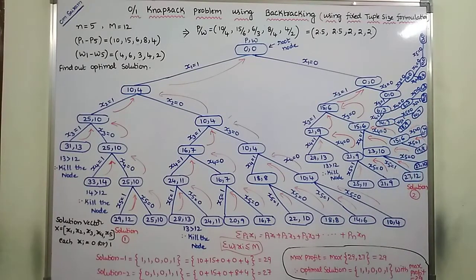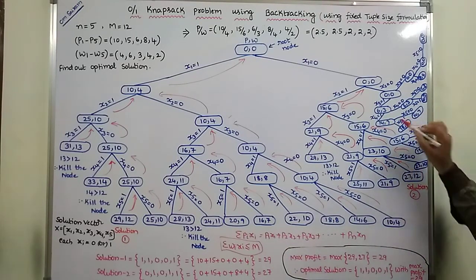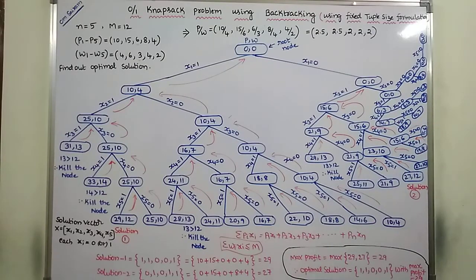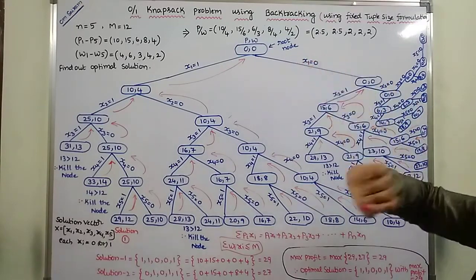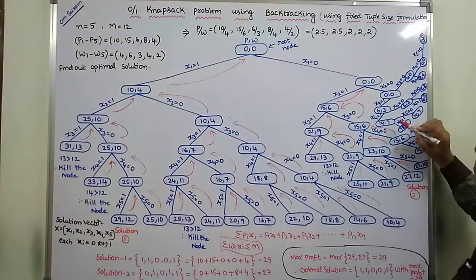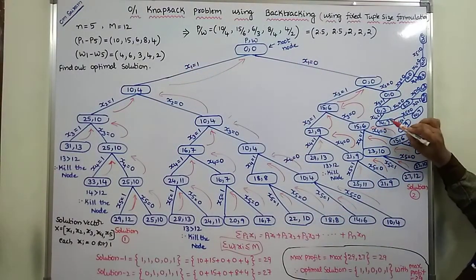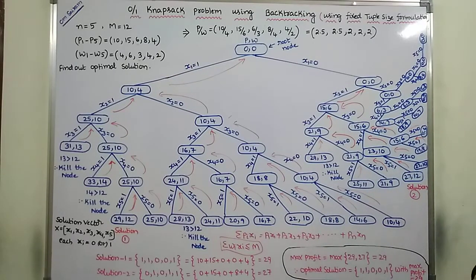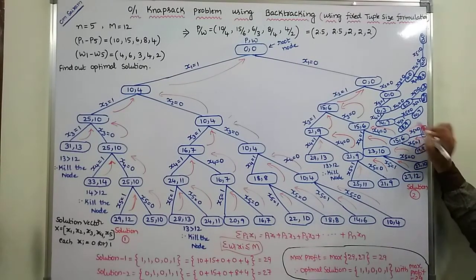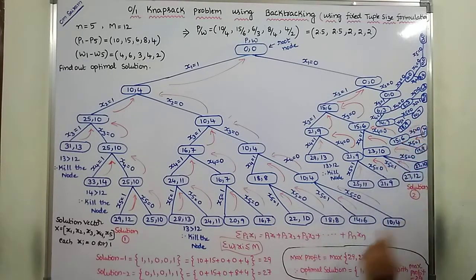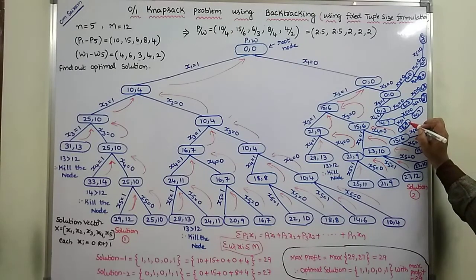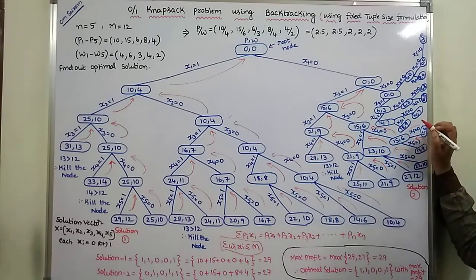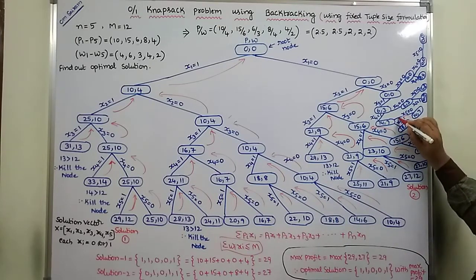Again 7 is less than or equal to 12, condition true, so we have to extend that node by considering the fifth object. The fifth object's profit is 4 and weight is 2. So 14 plus 4 is 18, 7 plus 2 is 9, that is 18 comma 9. So 9 is less than or equal to the capacity of the knapsack. We have to extend that node, but there is no possibility because all 5 objects are completed. So again we have to backtrack.